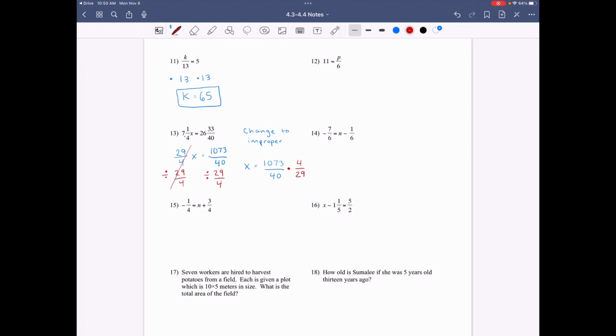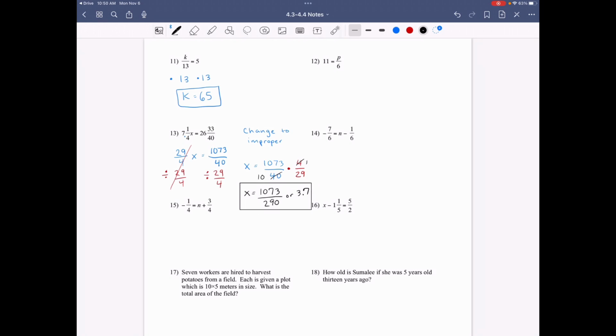So here we can cross cancel. The 4 can become a 1 and the 40 can become 10. So then x is equal to 1073 over 10 times 29, which is 290. I'm going to put that in my calculator as a division, so 1073 divided by 290, and I get 3.7, so I'm just going to leave it like this, or I can write it as a decimal. Either answer is okay.